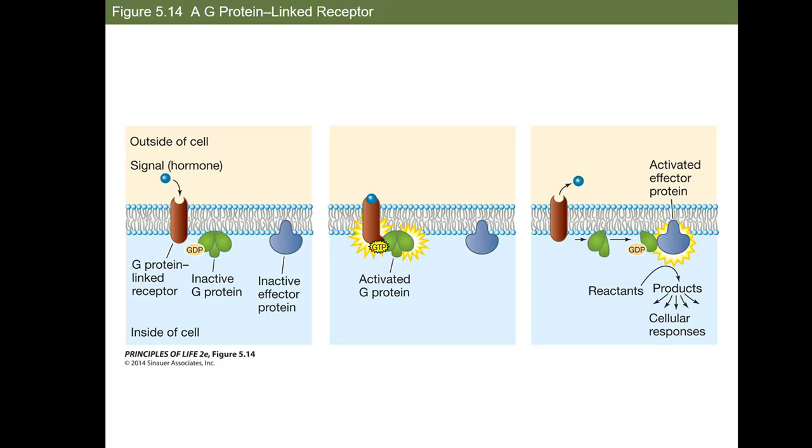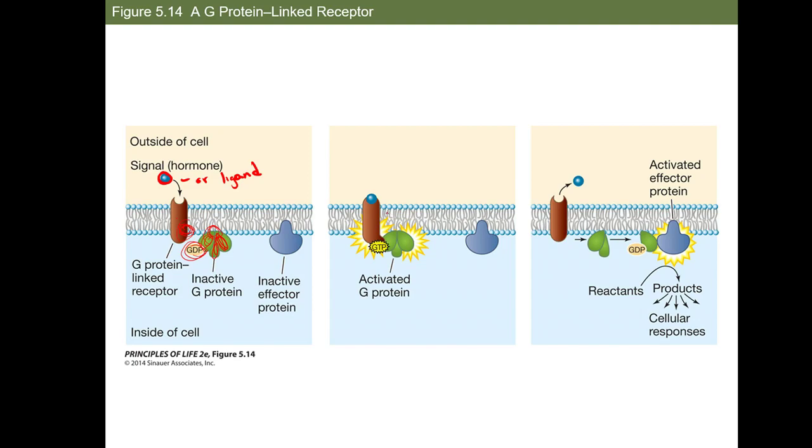So here we have, outside of the cell, our signal hormone or ligand. It binds to the G protein linked receptor. Well, this is the G protein. This is the G protein linked receptor. You can see how it has the 3 binding sites. It's inactive here because GDP is the lower energy version.